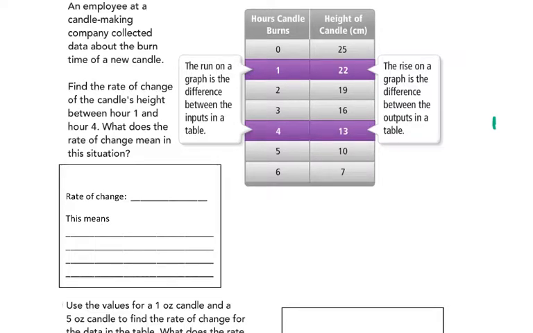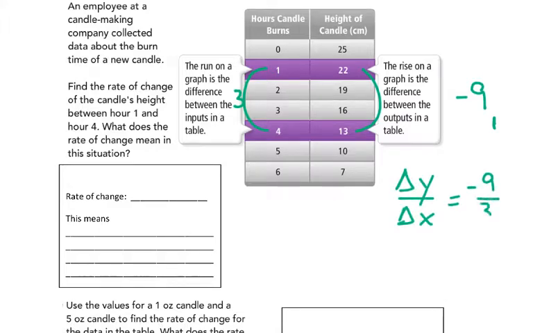So you will be asked a lot in this topic about the meaning of the slope. So let's find the slope first. The slope is the change in y's over the change in x's. So we're looking at 22 to 13. So that means it goes down 9 for the change in y's. For the change in x's, it goes from 1 to 4, so that means it goes up 3. So the rate of change, remember, is the change in y's over the change in x's. So that's -9 over 3. And if you simplify that, it's -3. So the rate of change is -3.